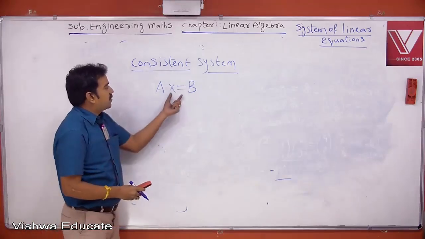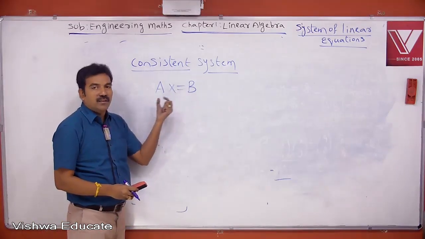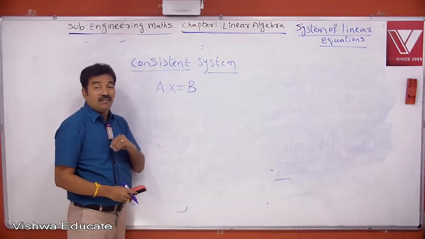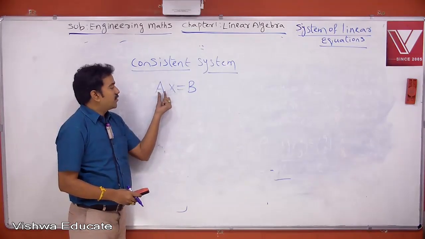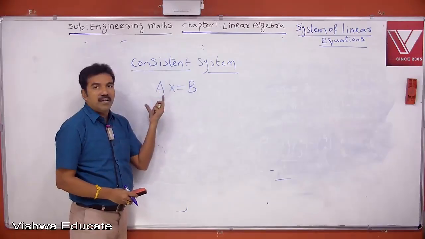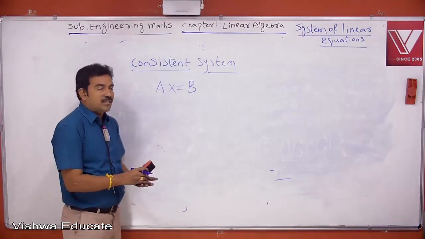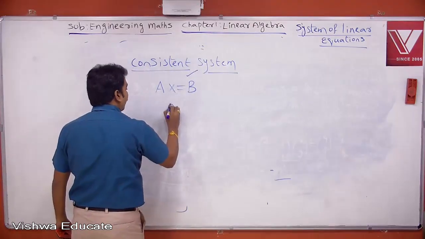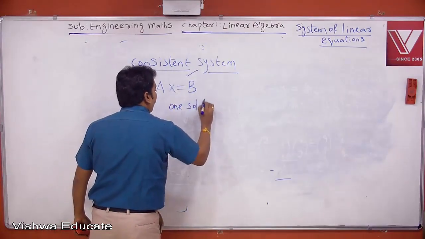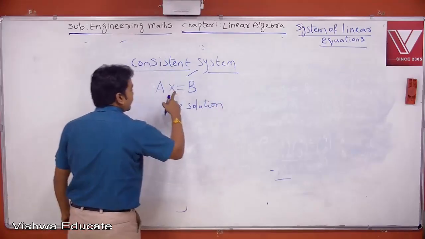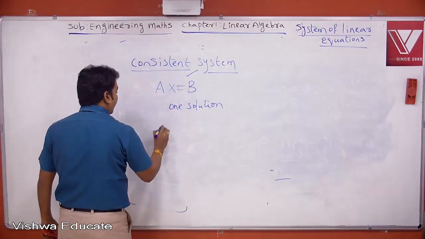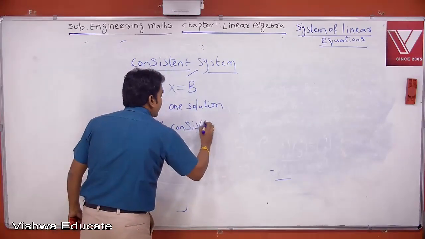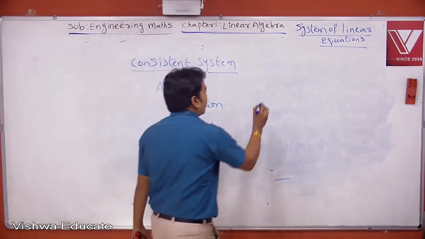Now, when I start with this system of linear equations, Ax equal to b, here I do not know how many equations are there, how many variables are there. That is not required for us right now. So, we have m linear equations in n variables, which is denoted by Ax equal to b. If it has at least one solution, then this is called a consistent system of linear equations. If it has no solution, then this is called an inconsistent system. Let me start with an example.